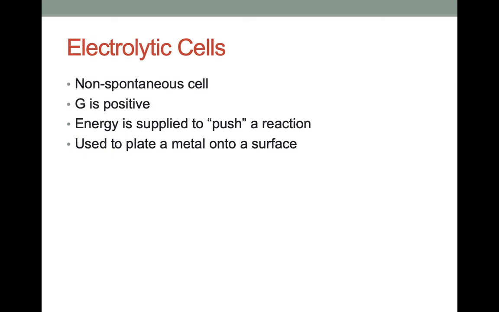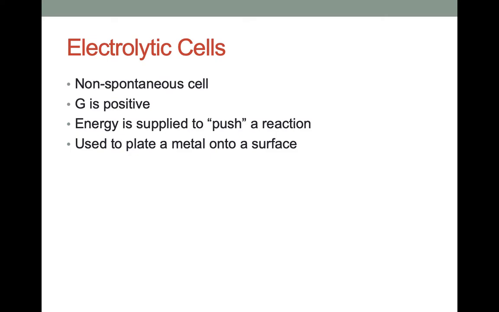What is an electrolytic cell? So far, we've been talking about galvanic cells, cells that will supply us with energy. In other words, a battery. This, however, is the reverse, where we are putting energy into the system so that we can get a desired output. In this case, we usually are plating metal onto a surface. So it is a non-spontaneous cell. Delta G is positive. Energy is supplied from some kind of a power supply, and that pushes a reaction forward.